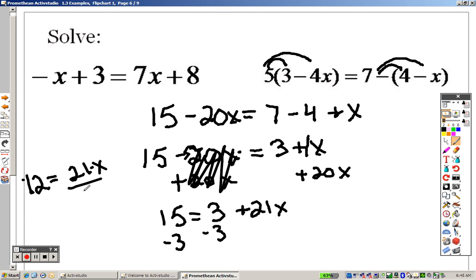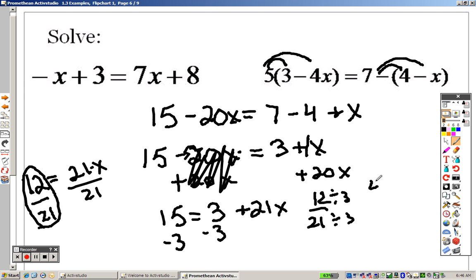Since it's times, I'm going to divide by 21. 12 over 21. So that is your answer, except let's simplify it. 12 over 21. I can divide them both by 3, which gives me 4 over 7. So that is your actual answer for the problem.